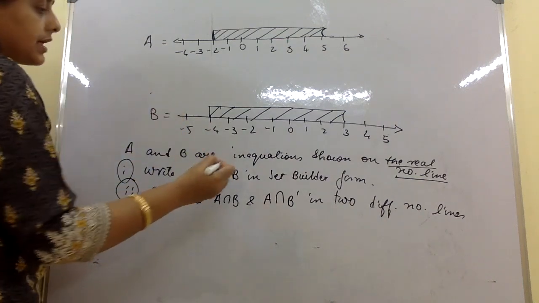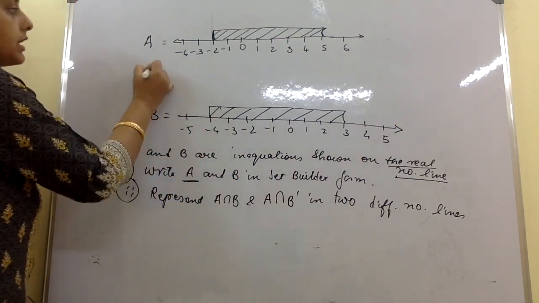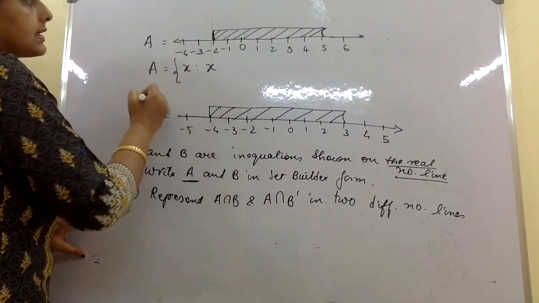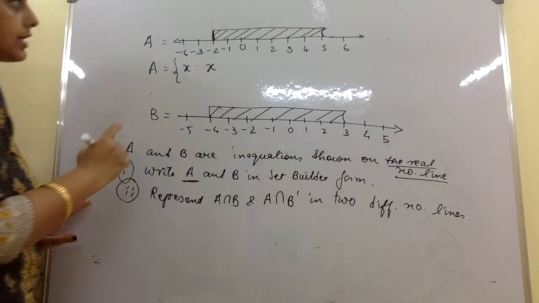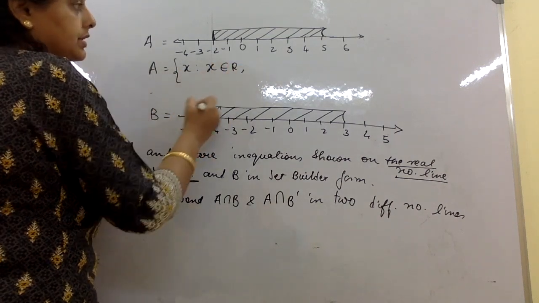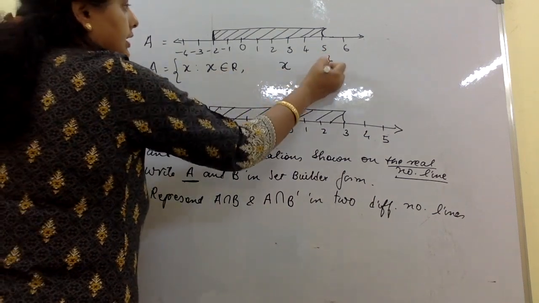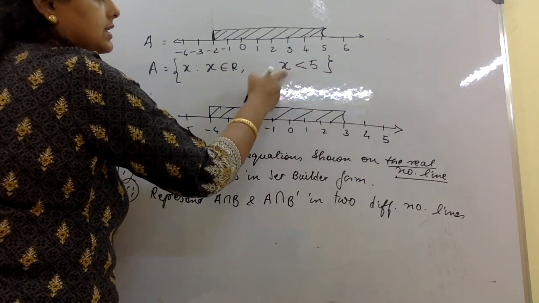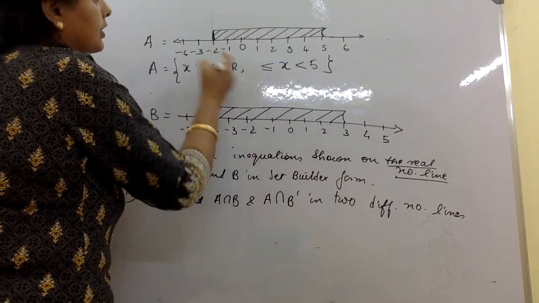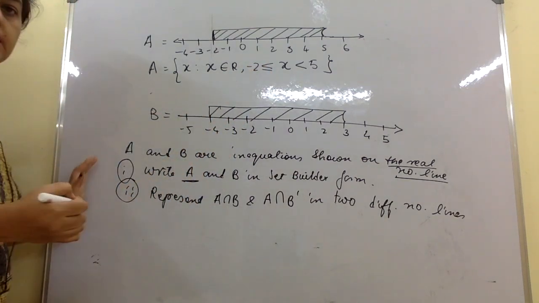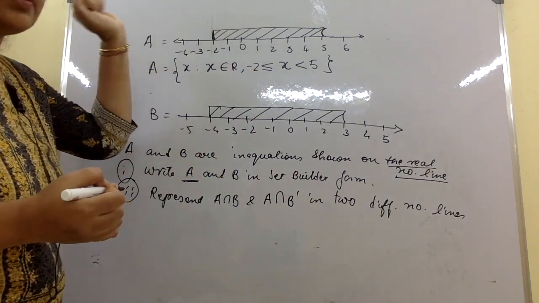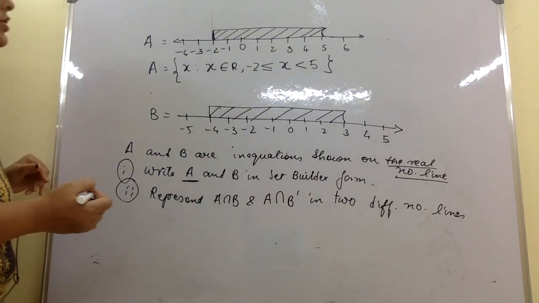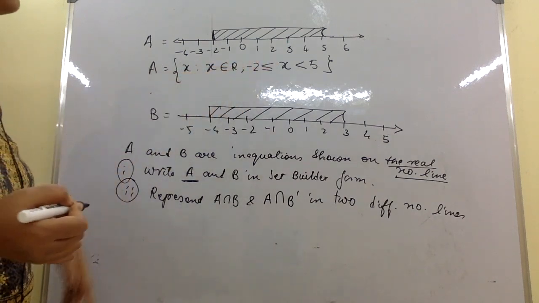We'll first write them as they say, in set builder form. A is equal to x such that x belongs to, first thing, real numbers, and then let's write the range. In the range, we will not take 5. So x is only less than 5, and we are going to take minus 2. So when it is a straight line, we take that number. When it is a curved inwards line, we don't take that number. So that is x is less than 5.